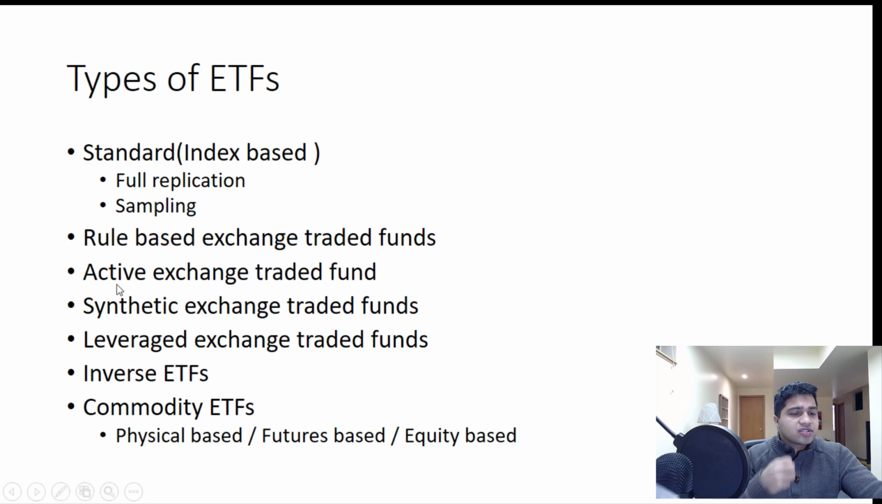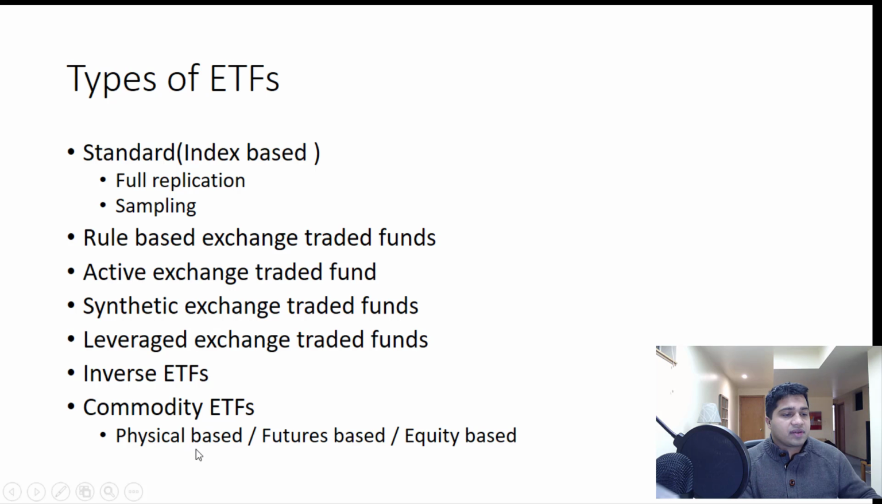Next is active exchange traded funds. They are not passive, they are more like mutual funds where they try to pick stocks and try to get ahead of the market. Synthetic exchange traded funds use derivatives but they don't take leverage. They invest in a particular asset by taking a derivative, but there is no leverage in it. They only invest 100% of their fund value.